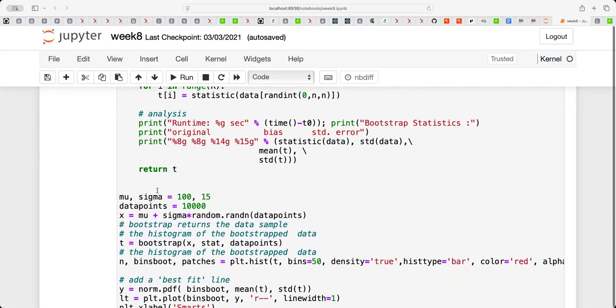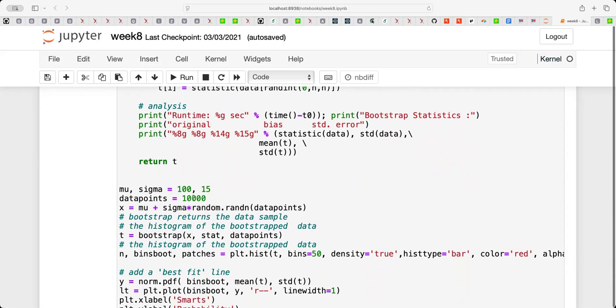So I'm starting with a Gaussian distribution. This is my original data set, where I now have a mean value, which is 100, and a standard deviation, which is 15. And I do 10,000 data points. So these are my variables. And then I do the bootstrap, but I'm going to do the bootstrap 10,000 times.